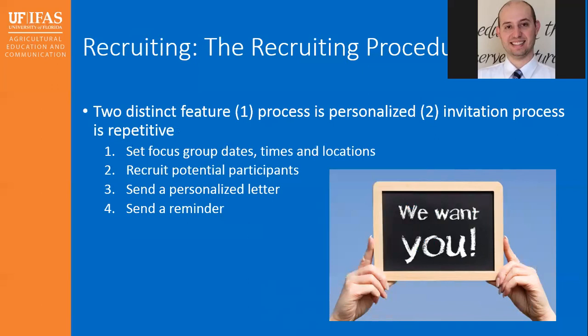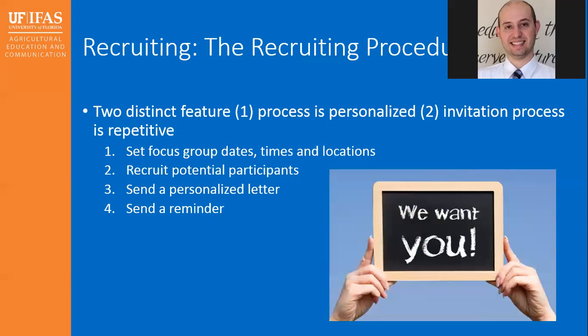So here are the steps in a typical process of recruiting. The first step is to set group dates, times, and locations. Most groups with adults are scheduled for 2 hours, and if you're going to engage children or youth, the sessions are usually shorter. Don't schedule more than 2 groups in one day unless you have multiple moderators available to conduct the focus groups.